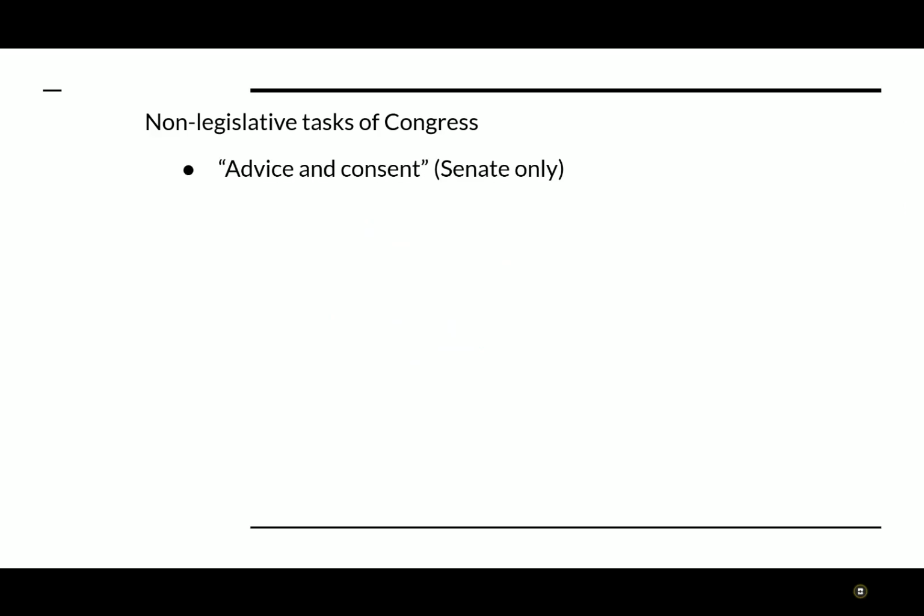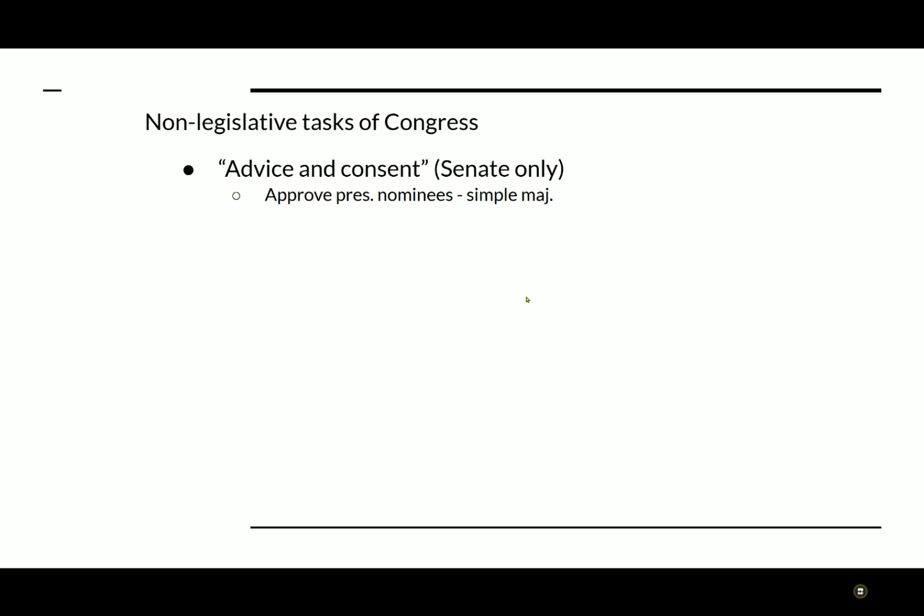We're going to move on now to non-legislative tasks of Congress. So kind of a bit of an abrupt shift here. Legislation is, of course, the primary function of Congress, but it is not the only function of Congress. As we've seen before when we learned about Madison's system of separation of powers and checks and balances, the Senate's role in advice and consent is very important. Now, we really didn't see it in terms of the phrase advice and consent. That applies to some different things.